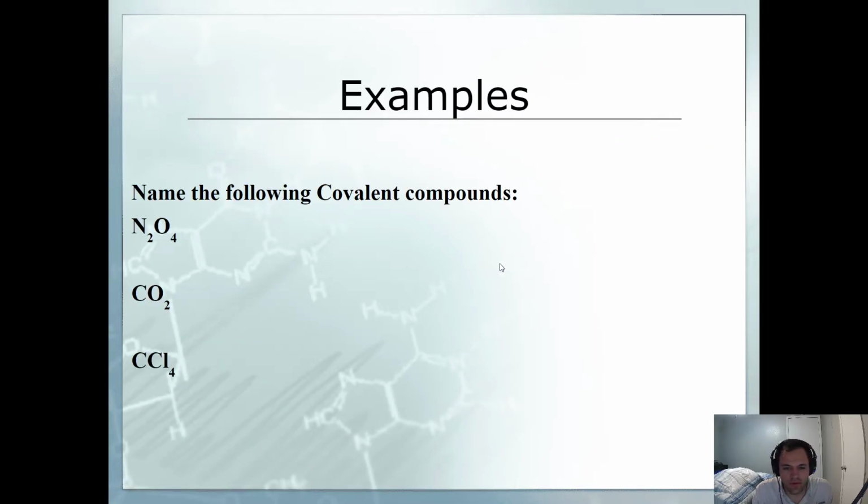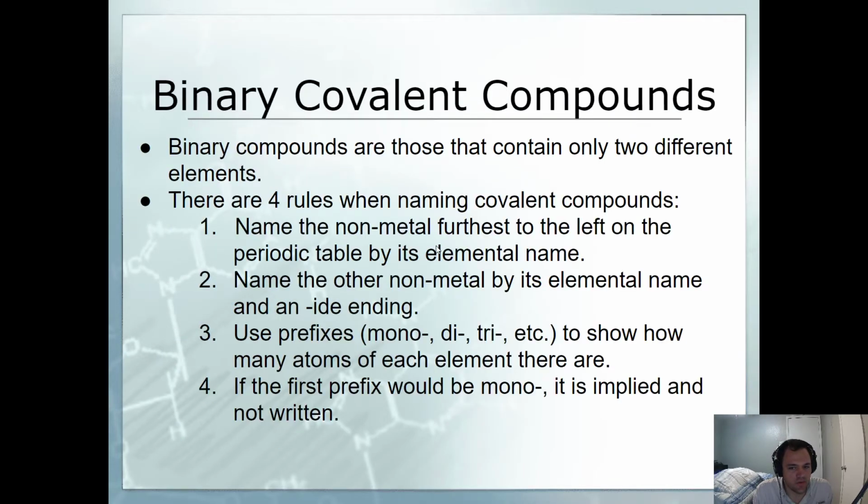All right, so we've got some examples. If we're given this formula with nitrogen and oxygen, and we go back and look at our rules, rule number 1 was to name the non-metal furthest to the left on the periodic table by its element name. So the one furthest to the left comes first. Nitrogen's further left, so we're going to name it first. So we'd say nitrogen, and then the other one by its elemental name with an "ide" ending, so oxide. So we've got nitrogen oxide is what we're looking at.